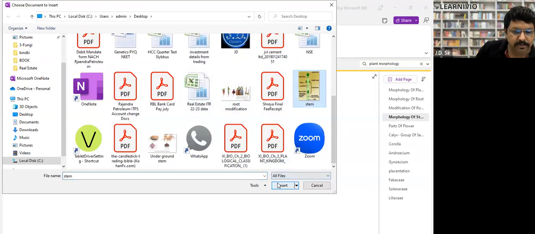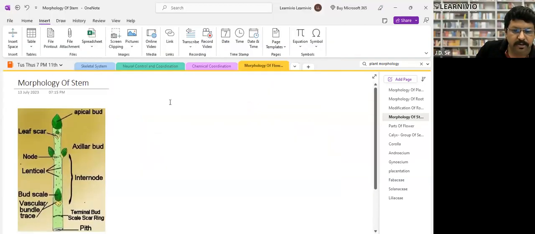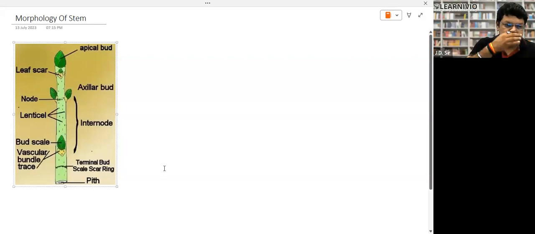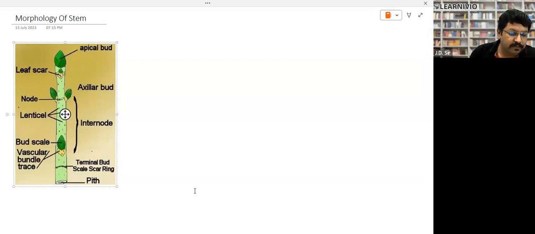Some structures we have studied already. Look, there are some terms which you need to understand. That's why I am trying to share this diagram with you. Look, this is apical bud. Every stem will have internode, and internode is found between two nodes. So this is the node. I already told you that the buds, fruit, branches come out of this node. A bud which comes out of the node is called axillary bud.